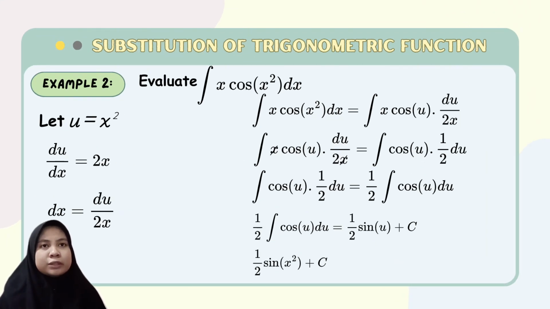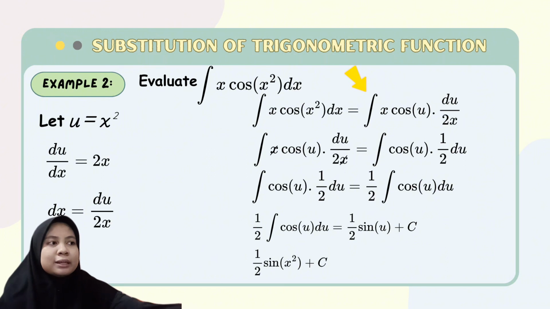The question is: evaluate the integral of x cos x squared dx. Firstly, we need to let u equal to x squared, then du over dx equal to 2x, and dx equal to du over 2x. Next, we need to substitute u and dx into the integral: x cos x squared dx equal to integral x cos u multiplied by du over 2x.